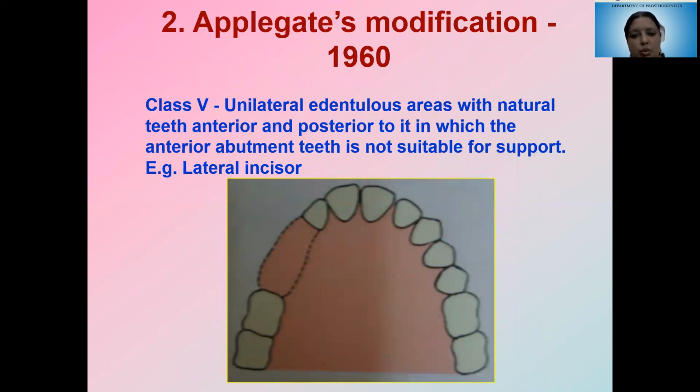Like I told you before, Applegate added a couple more classes to this. This is called the Kennedy-Applegate modification, which was proposed in 1960. If you take a look at the picture, you will find that it looks almost similar to Kennedy's class 3. It's a unilateral single edentulous area with teeth present both anterior and posterior to it. But here the only difference is the anterior abutment is very weak, periodontally or because of caries. It is not capable of providing any support to the prosthesis. So that would come under Kennedy's class 5.